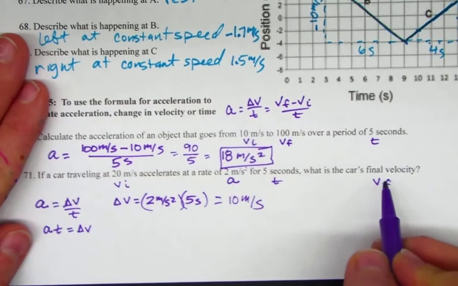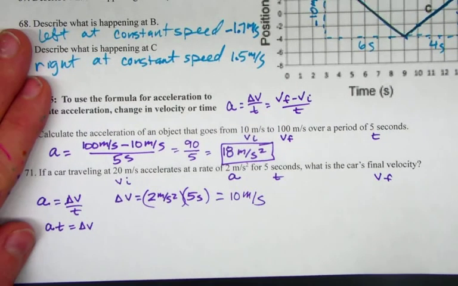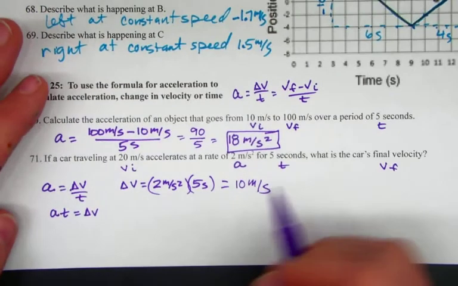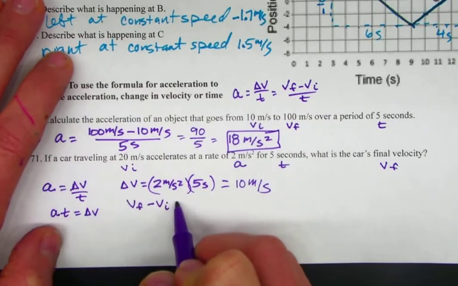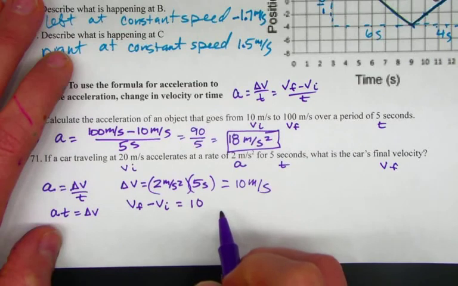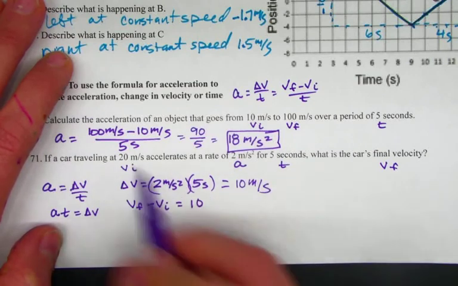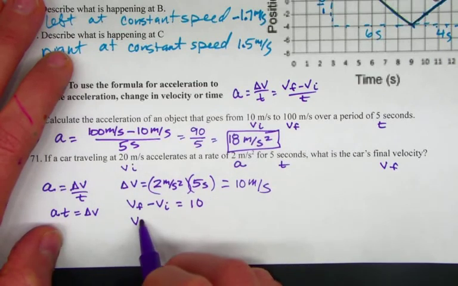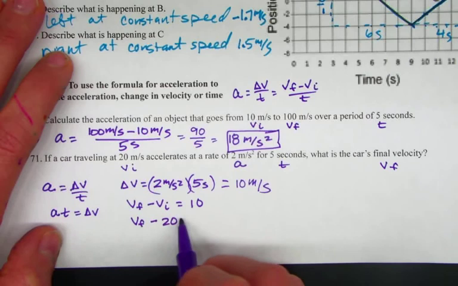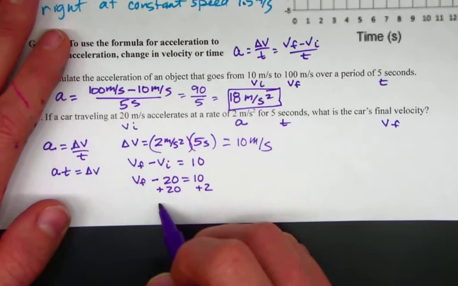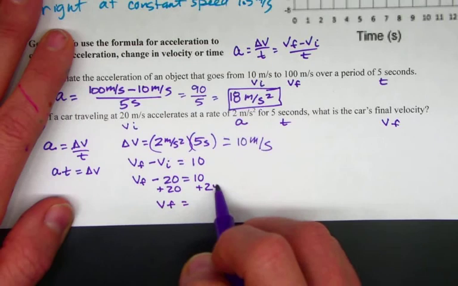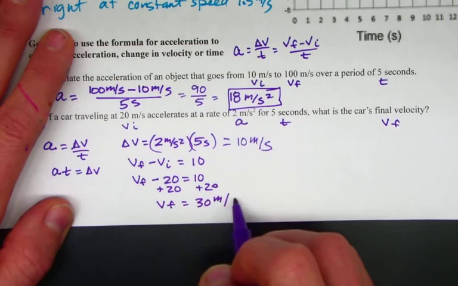But it wants the final velocity. So if it wants the final velocity, what I need to do is I know that the final velocity minus the initial velocity is 10, but the initial velocity is 20. So v final minus 20 equals 10. By adding 20 to both sides, I get that the final velocity is 30 meters per second.